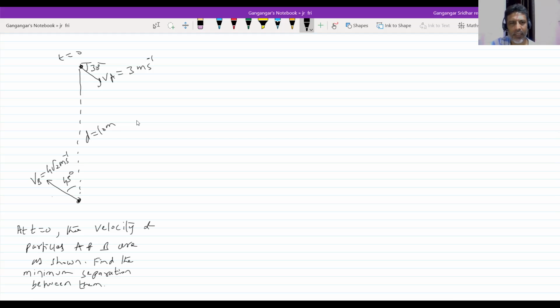We'll do one thing. We'll define velocities here. What is VA bar? VA bar will be 3 cos 30 I cap minus 3 sin 30 J cap. So this should be equal to cos 30 root 3 by 2, 3 root 3 by 2 I cap. This will be 3 by 2 J cap. First you define those velocities.